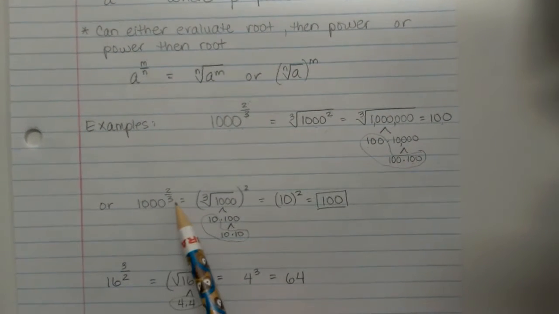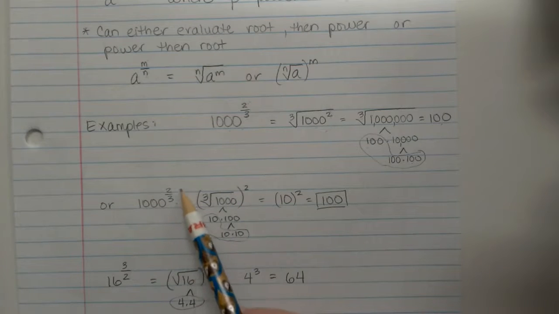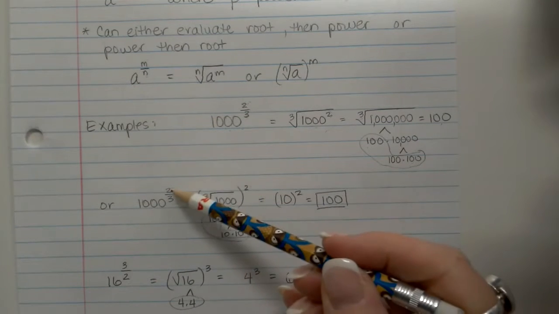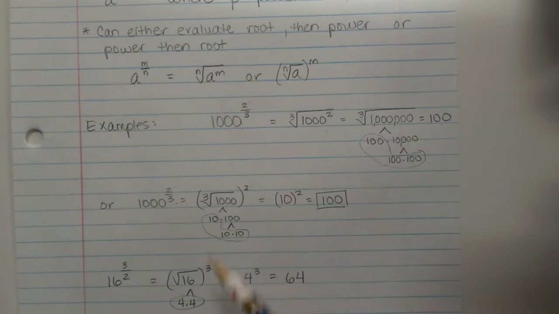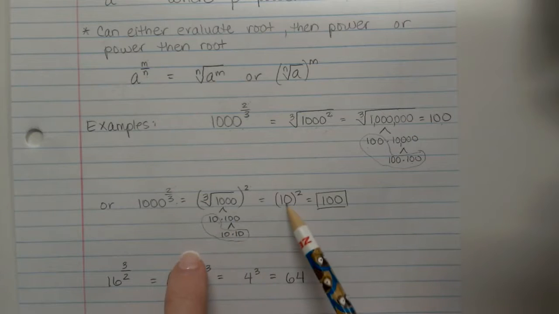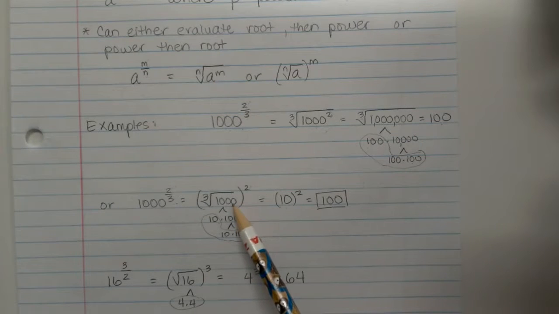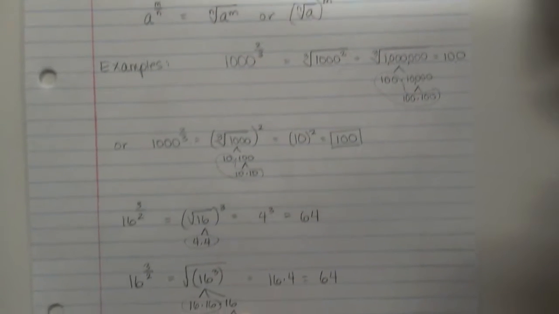But what if I said, hey, I want to do the root first? Let me do the cube root of 1,000, then raise it to the power. Because again, the numerator is the power, the denominator is the root. So here, I'm factoring 1,000 into 10 times 10 times 10. The cube root, I'm looking for a set of 3, so that gave me 10. So the cube root of 1,000 ended up being 10. Now I want to square it, and 10 squared is 100. Sometimes doing this one first gives you smaller numbers to work with. So just thinking about that.